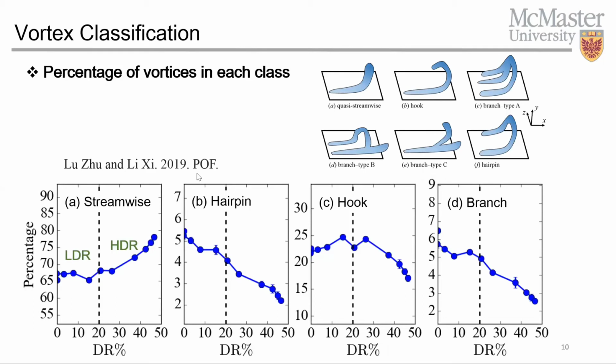Here, we also show the percentage of vortices in each class as a function of drag reduction level. The differences between LDR and HDR also occur here. At LDR, the profile of all kinds of vortices only slightly changes, which means that the polymer does not strongly change the type of vortices. But at HDR, the percentage of the streamwise vortices significantly increases, while others suddenly drop. That basically means the polymer is more efficient at suppressing the 3-dimensional vortices at the HDR stage.